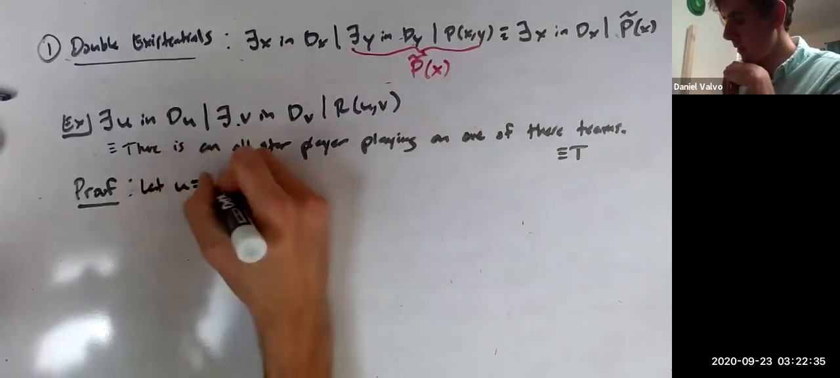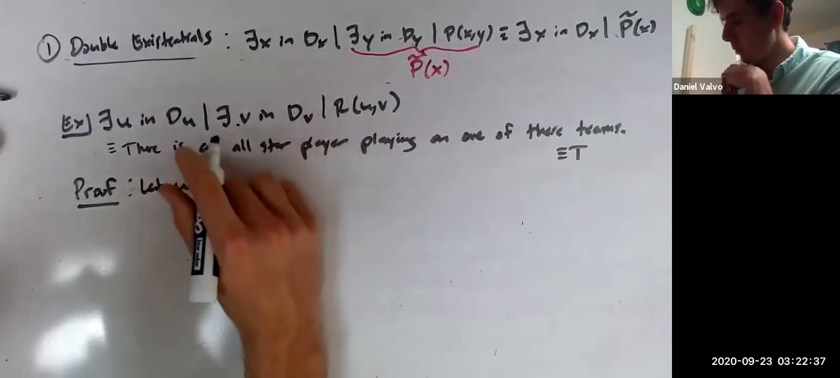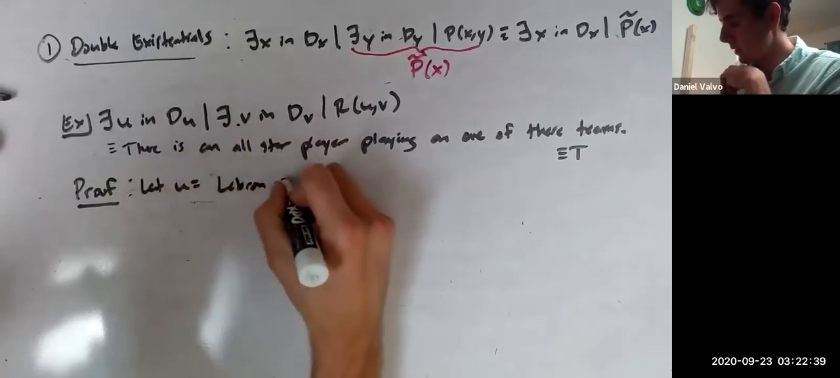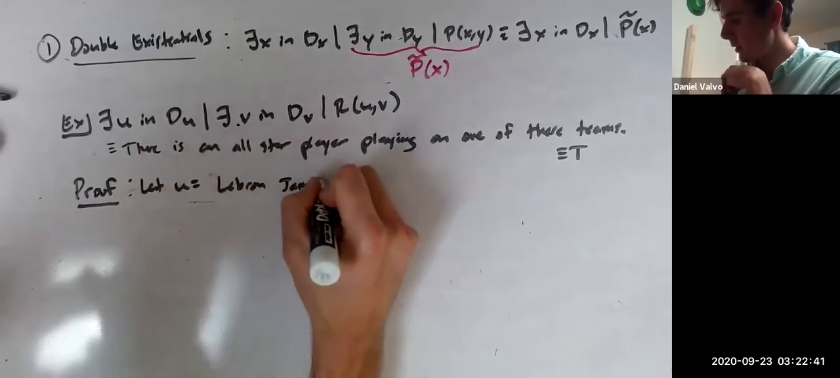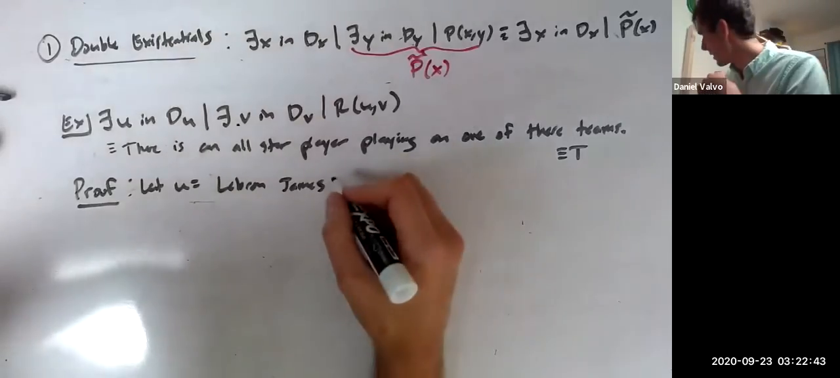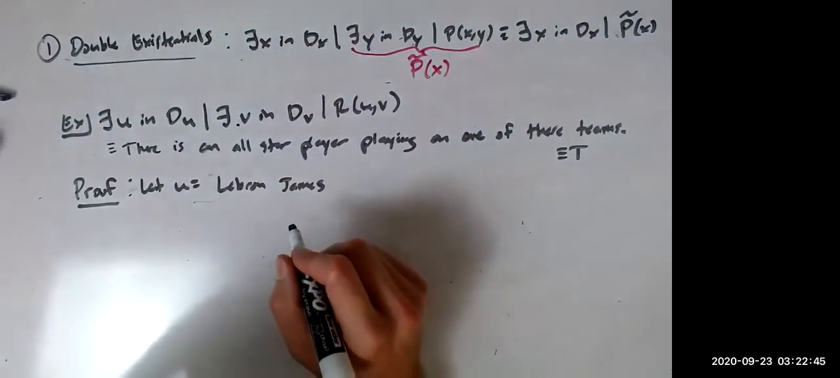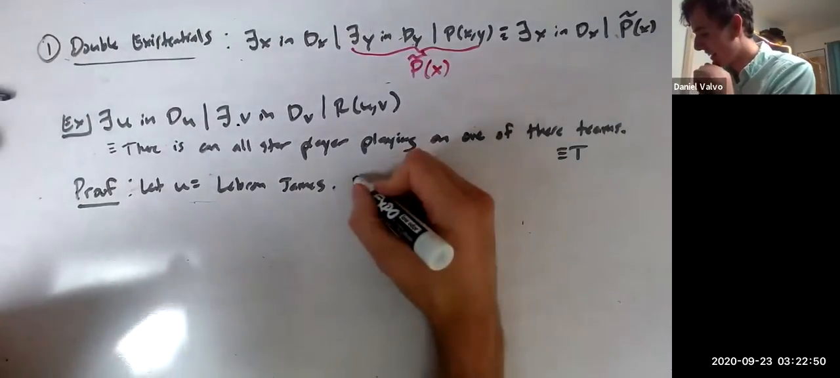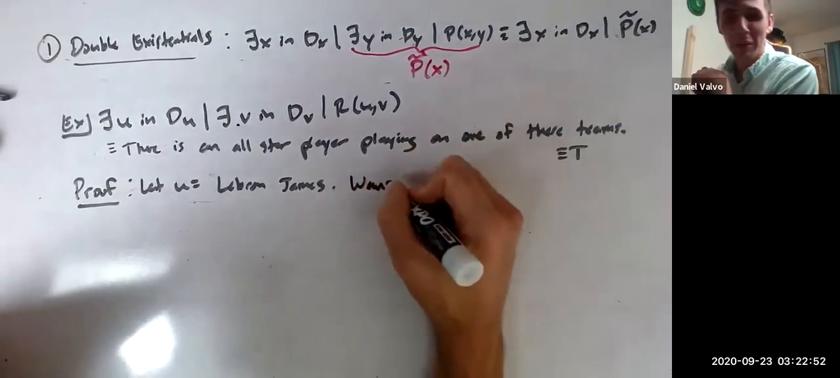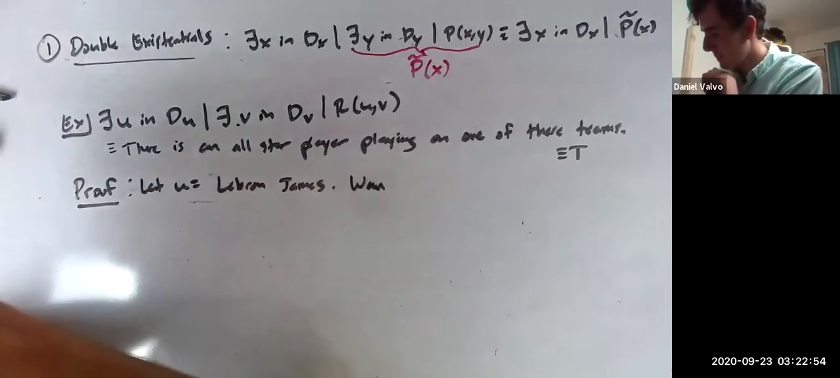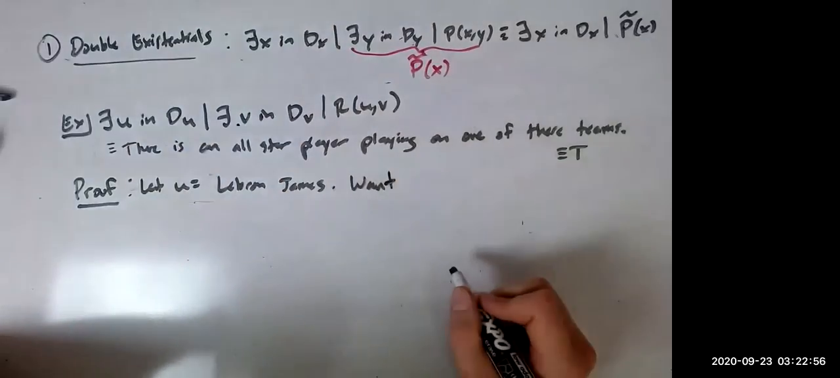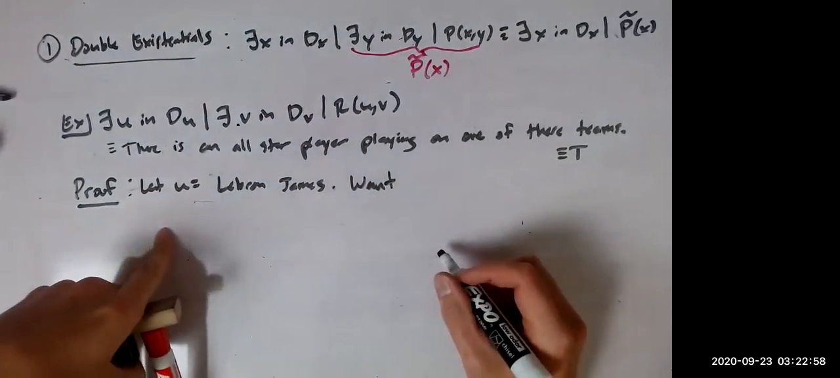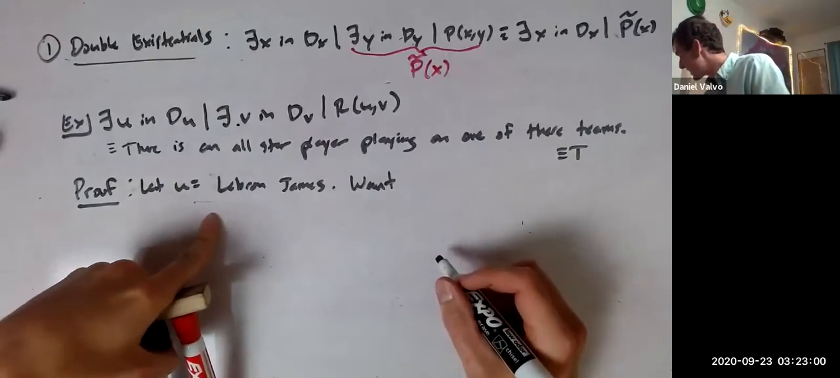Let U equal LeBron James. You might have heard of him, Safa. And then, who's the second best basketball player of all time? Second. Yo! First!